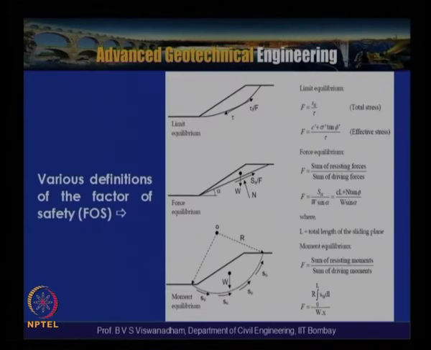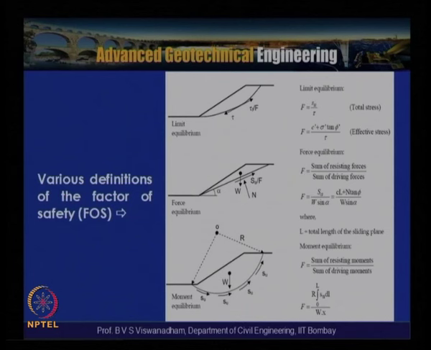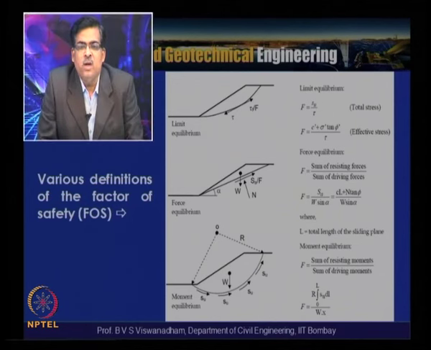So before attempting the analysis methods, let us look into the various definitions of factor of safety. Here the definitions are given with respect to the limit equilibrium point of view, force equilibrium point of view and moment equilibrium point of view. In the topmost figure, if you see, there is a failure surface which is indicated, and there is a shear strength which is shown, and there is a shear stress which is shown. The shear stress is mobilized due to the disturbing forces, and the shear strength is mobilized as a resisting force. So as a limit equilibrium condition for total stress, we can write factor of safety as shear strength available divided by the shear stress. In case of effective stress, factor of safety is equal to C plus sigma dash tan phi dash divided by the shear stress which is mobilized.